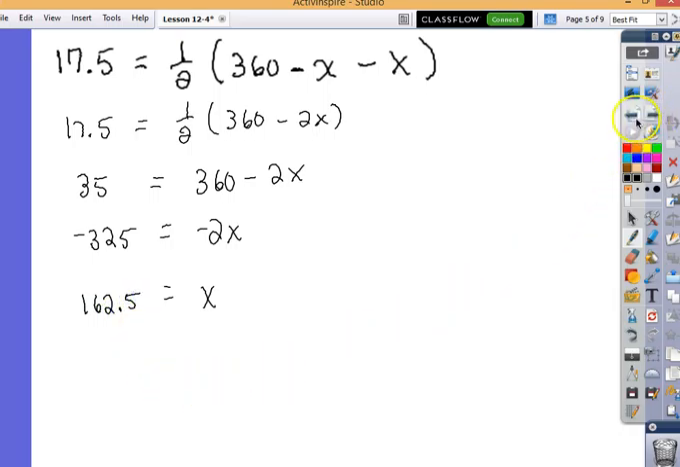Why would you not add 360 to 35? Well, if I add 360 to this side, it goes to 720, and I haven't gotten rid of it. So remember, I'm trying to eliminate. I've got to do whatever it takes to get rid of 360 on this side. Since 360 is a positive number, the only way to get rid of it is to subtract. Does that make sense? Okay.